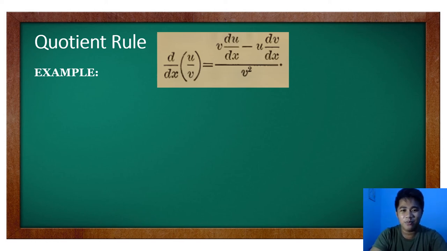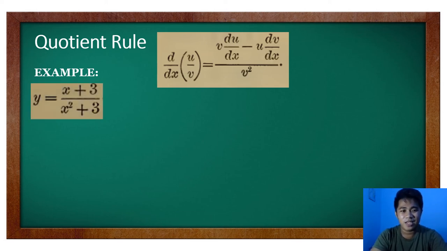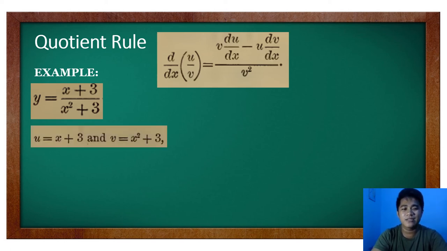So the formula for the quotient rule is u over v is equals to v du over dx minus u dv over dx over the v squared. Again, so para mas maintindihan, magbibigay po tayo ng example. So say we have x plus 3 over x squared plus 3. So obviously, yung numerator will be our u, so that is x plus 3. And then the denominator will be our v, so x squared plus 3.